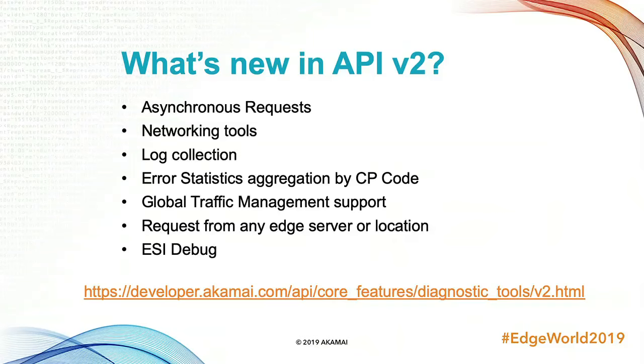With the error statistics feature, you can research how Edge servers communicate both with end-user client requests and with your origin server. You're also able to aggregate error statistics for each CP code. You can run tests on a specific Edge server location or IP address. You can send an individual end-user diagnostic link to trace what happens to their request. This API also allows you to diagnose problems with global traffic management properties or with ASI code.